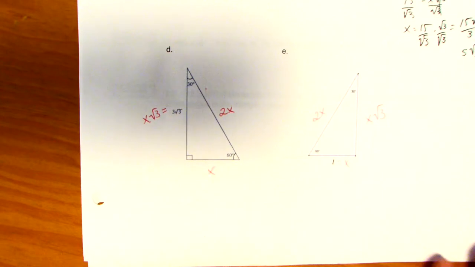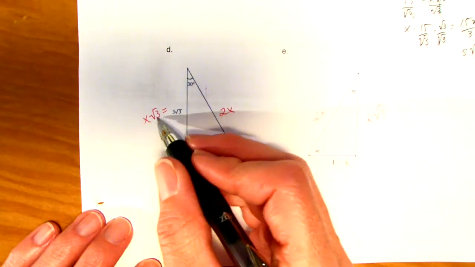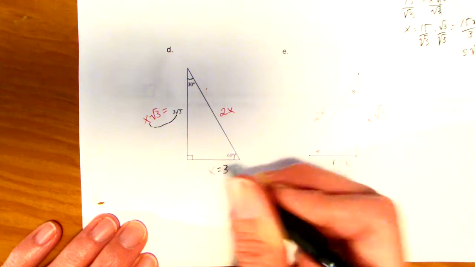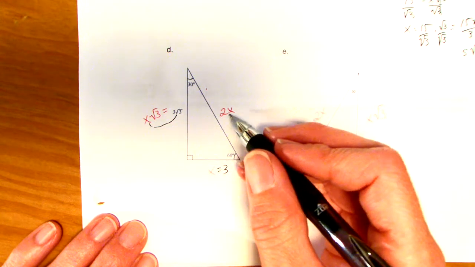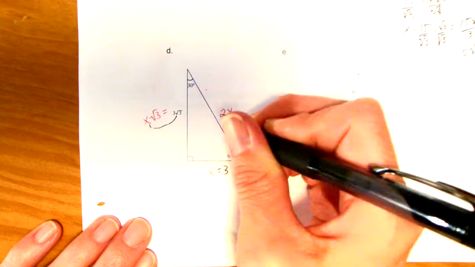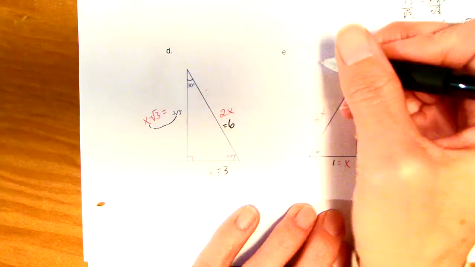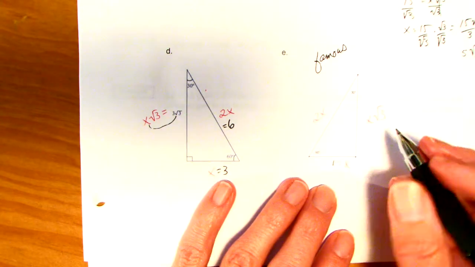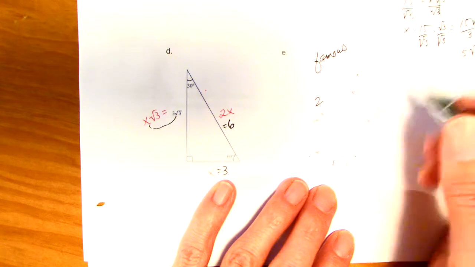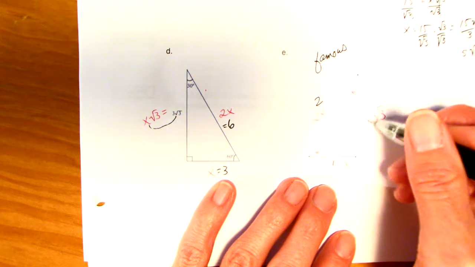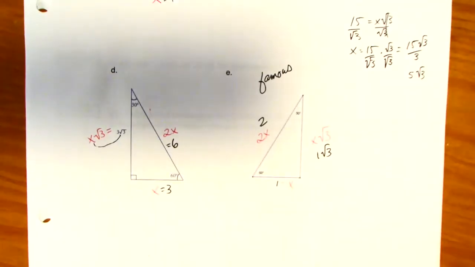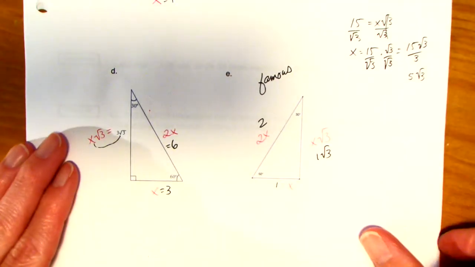How about this one? X square root of 3 is equal to 3 square root of 3. So that means x is 3. 2 times x means 2 times 3, which is going to be 6. This is the famous one. Here x is 1. So 2 times 1 is equal to 2. Then substitute 1 in for x. You have 1 times the square root of 3. X, 2x, x square root of 3.